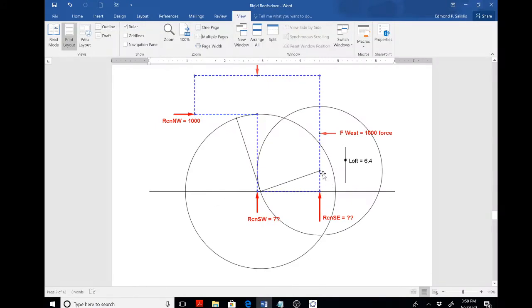I lofted up the southeast corner because I'm looking for the southeast reaction. My first step was to draw this circle, which is the radius of the wall here on the south. And I intersected it with this horizontal line because I know I had a reaction here, but I don't think you have to do that. But it's a nice way to start.